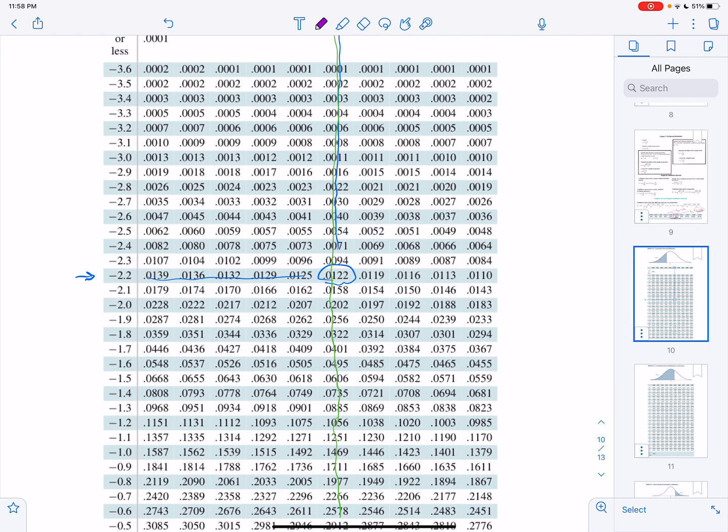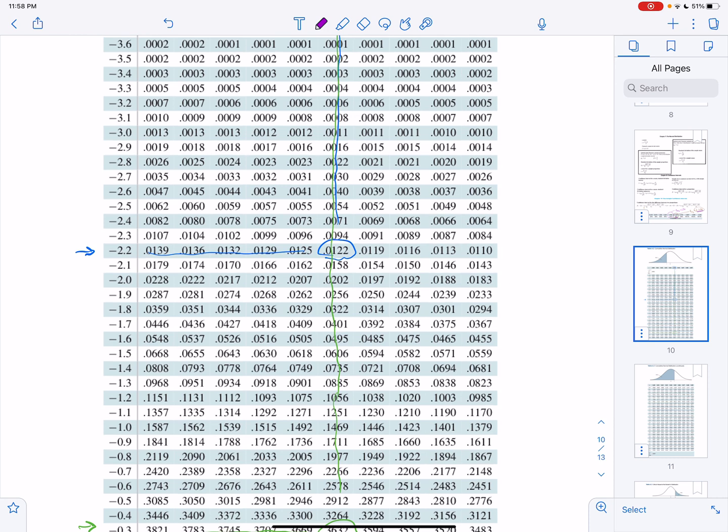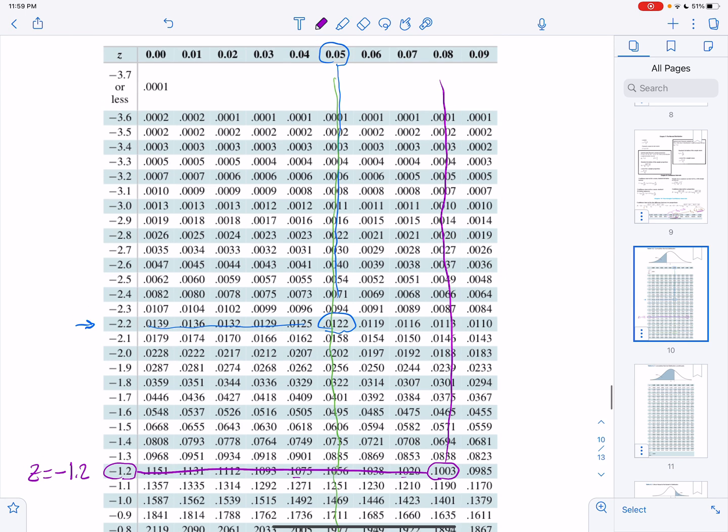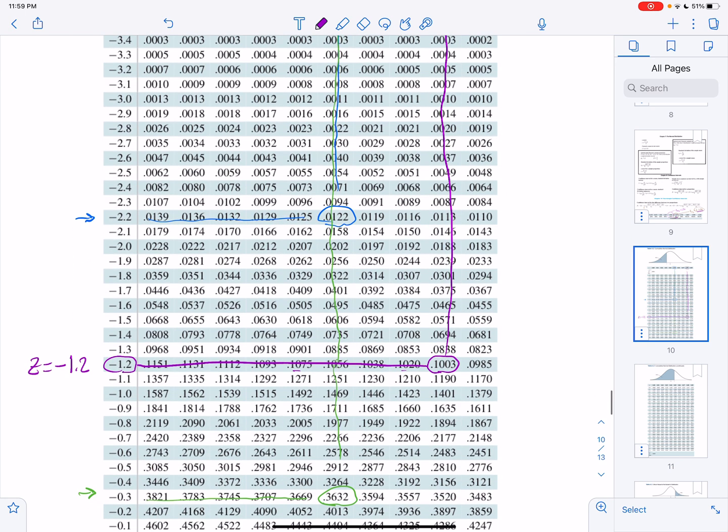I'm starting to see it right here. I'm seeing 0.1020, but then 0.1003. Ooh, that's looking really good. 0.1003 is very close to 0.10, so I'm going to take that value. I go to the outside to see its z score, which is negative 1.2, and then find the hundredths place by going up here and seeing 0.08. So this is negative 1.28.